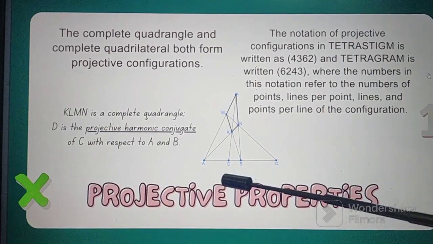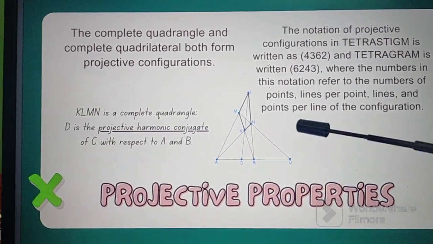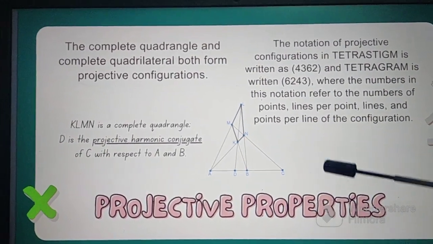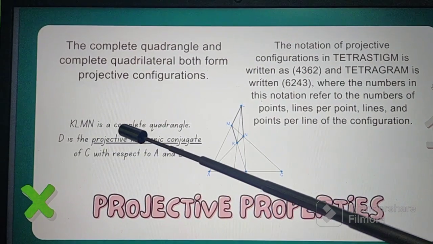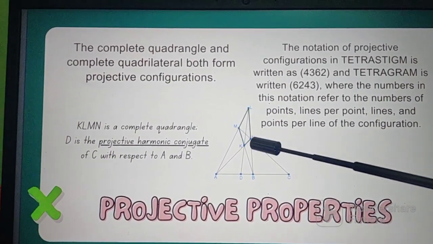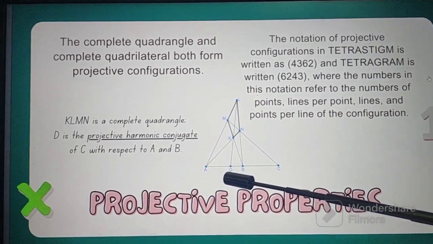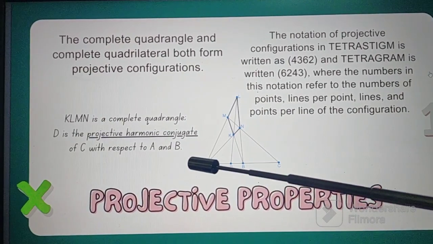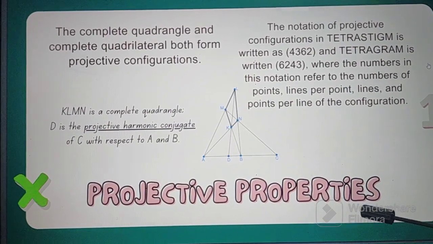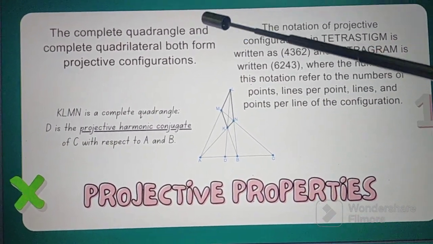Here, it is the combined figure of the complete quadrangle and complete quadrilateral. In here, KLMN is a complete quadrangle. And D here is the projective harmonic conjugate of C with respect to A and B. That's for the projective properties of the complete quadrangle and complete quadrilateral.